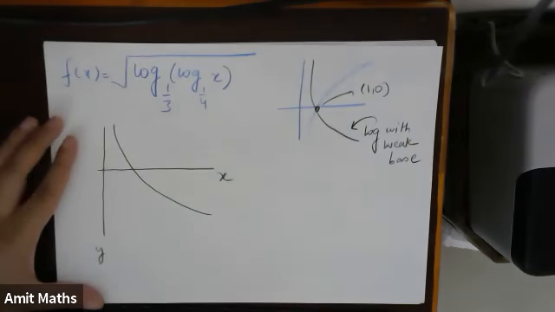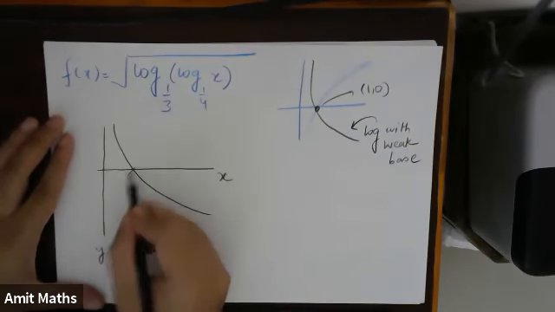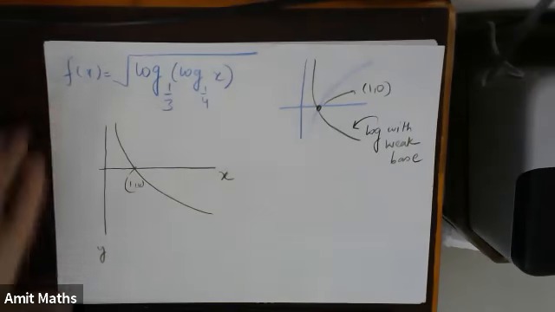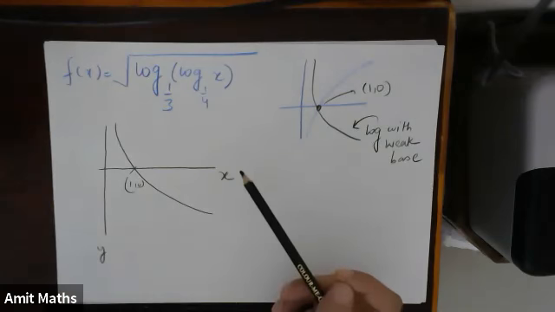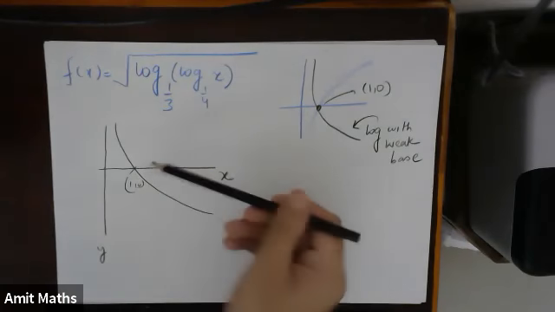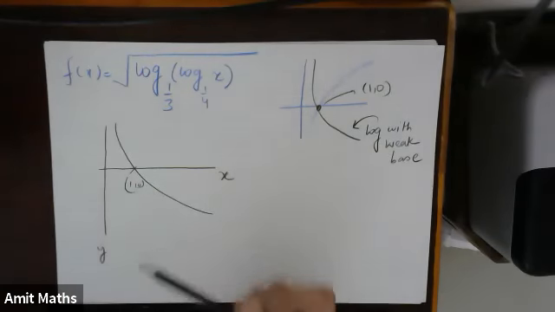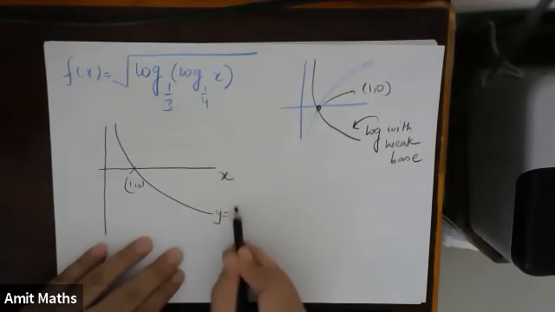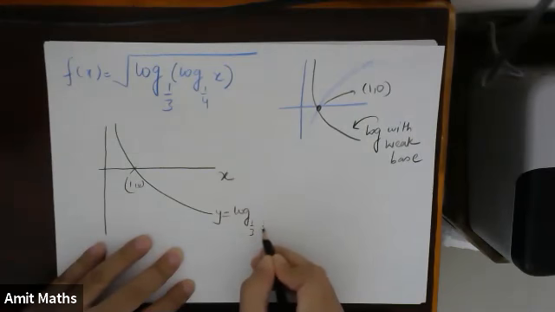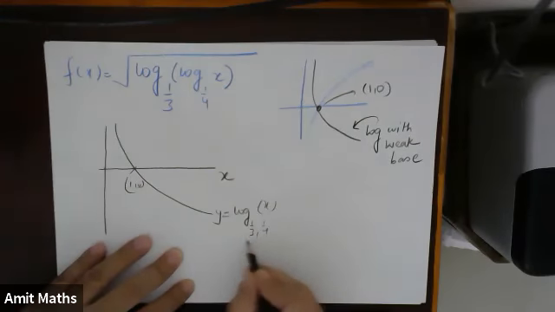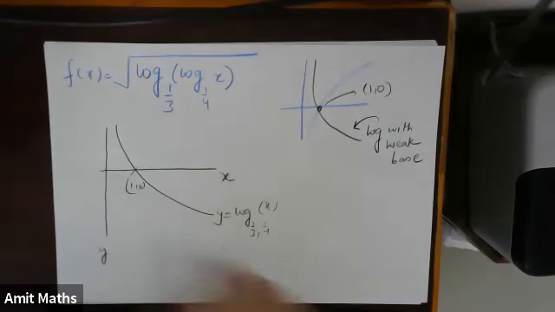If this is the graph of log with a weak base, if this is 1, 0, okay. Now, if I ask you for what values of x this y is greater than 0. So this is y equals log, suppose base 1 by 3 or 1 by 4 of x. The approximate graph will be something like this.